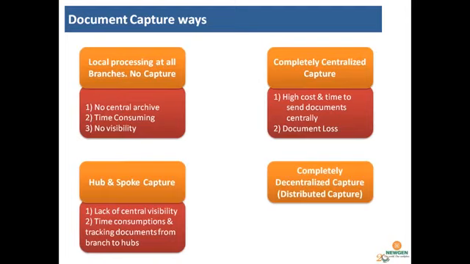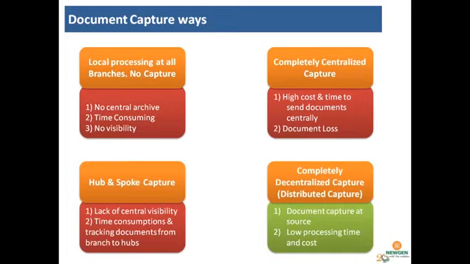So these are the models. Completely decentralized capture, which we are talking about, is document capture at source with low processing time. Let us discuss this in detail. Local processing at all branches, no capture: they are not capturing the documents at all. Completely centralized capture: branches are collecting the documents and couriering them to the centralized capture. So there is a probability of high cost and time to send documents, a probability of loss of documents, and sometimes the documents will take time, for example 6 to 7 days.